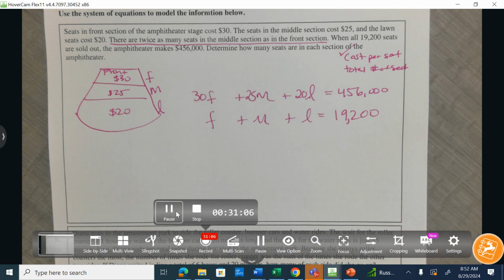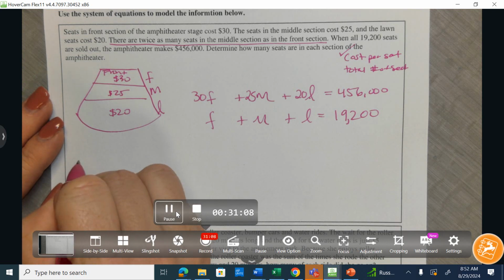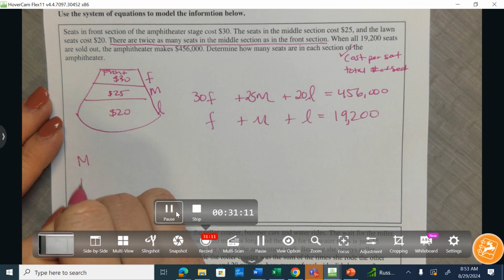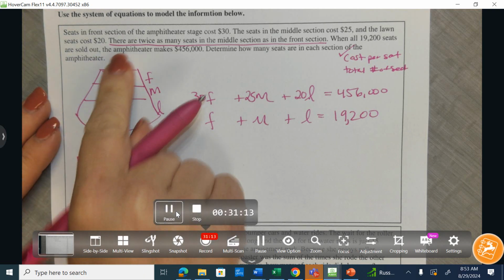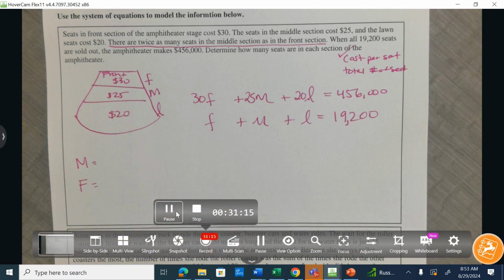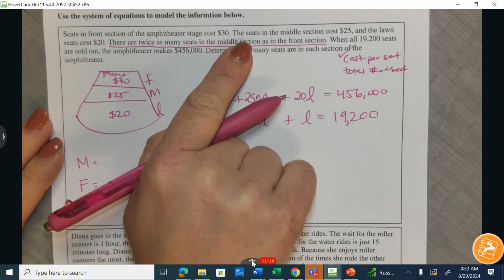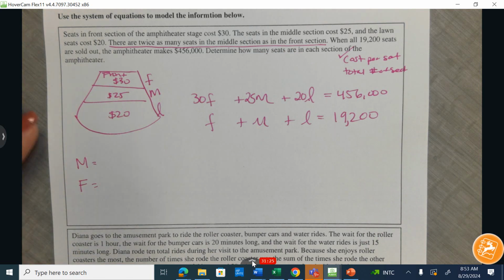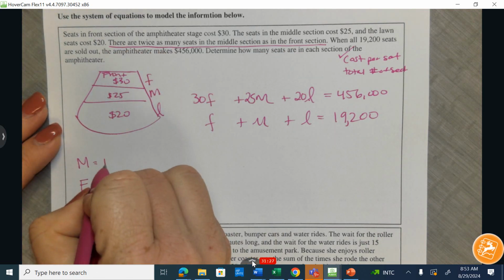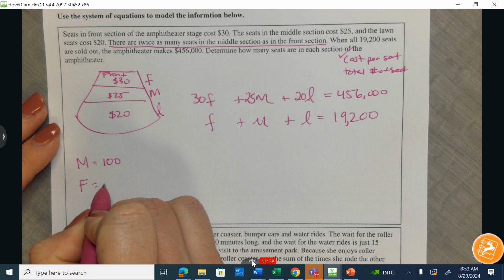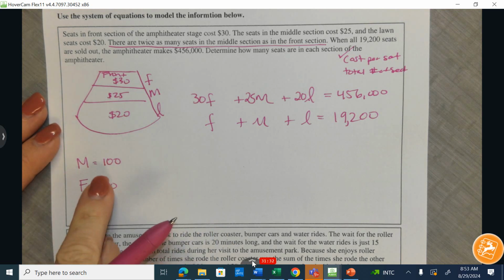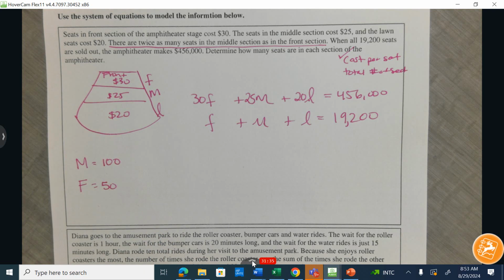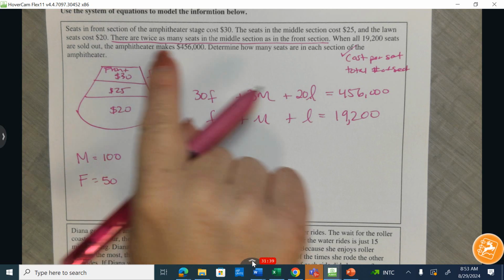So what I'm hearing groups say is things like this. Okay, we know that we're only talking about the front and the middle. And before I write down the equations that I'm hearing groups talk about, let's reread this. There are twice as many seats in the middle. So the middle has twice as many as the front. So I'm just going to choose some random arbitrary numbers. If the middle has 100, what would the front have? 50. The middle has twice as many as the front. I just throw some random arbitrary numbers, making sure that this coincides with what is said.